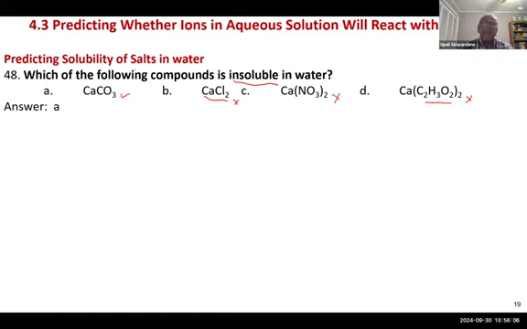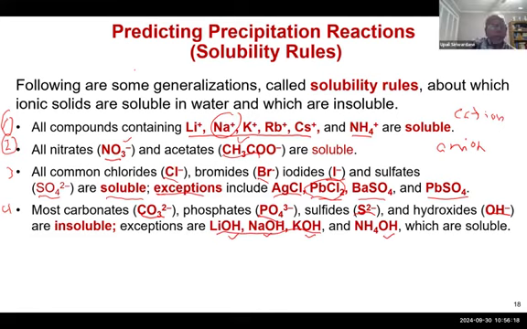All right. Can you look at how I got the answer? Most carbonates, phosphates, sulfides are insoluble. Exceptions are hydroxides. But all carbonates of lithium, sodium, potassium, cesium, and ammonium are soluble because they are covered by the higher priority rule.